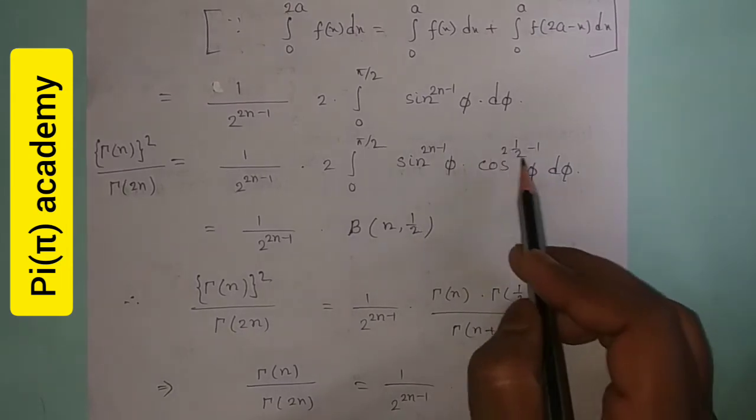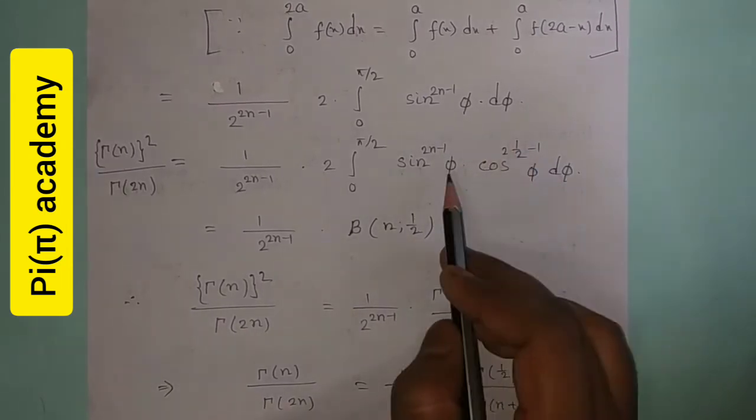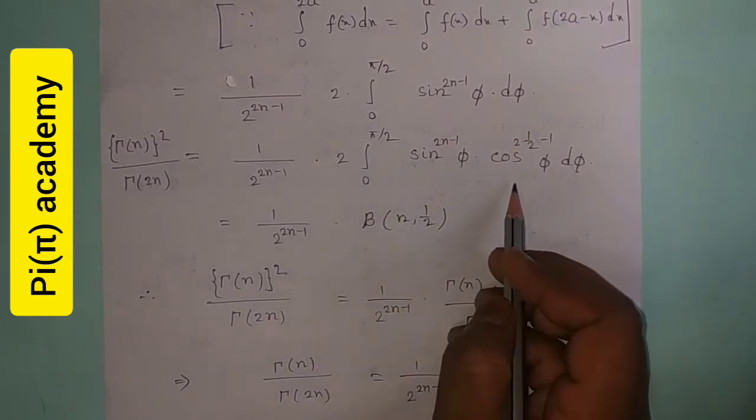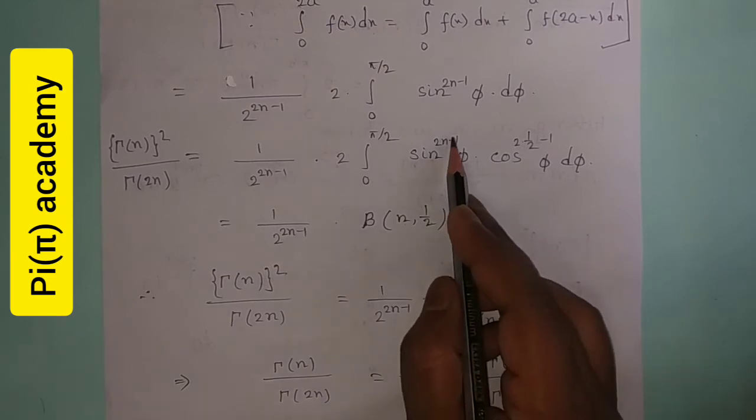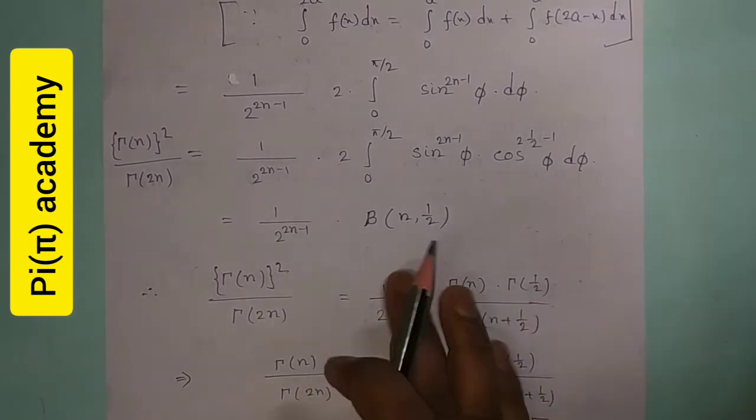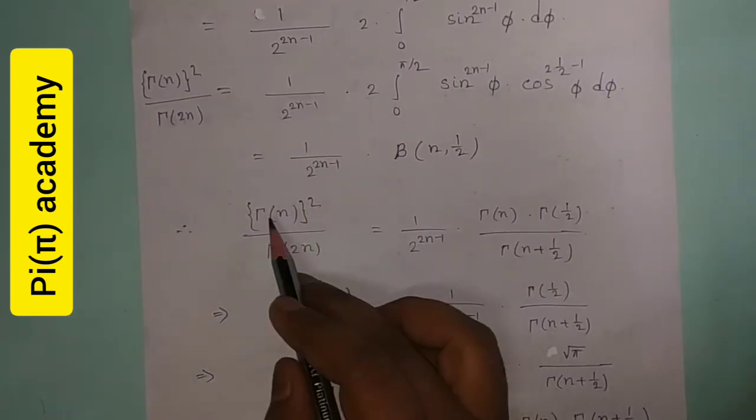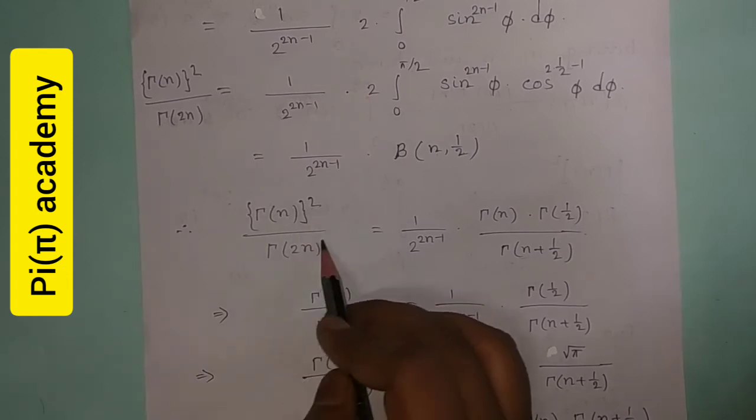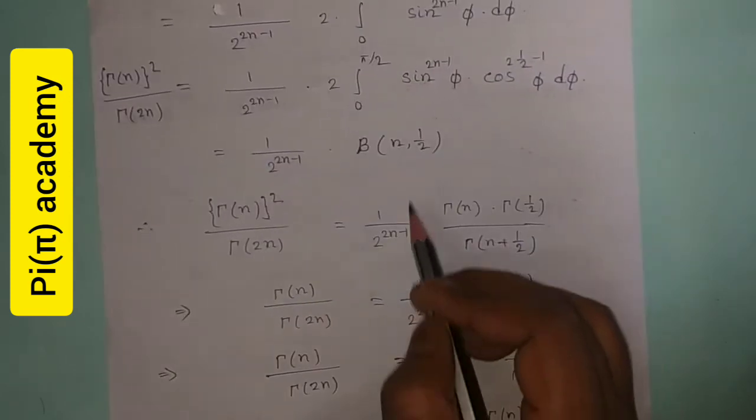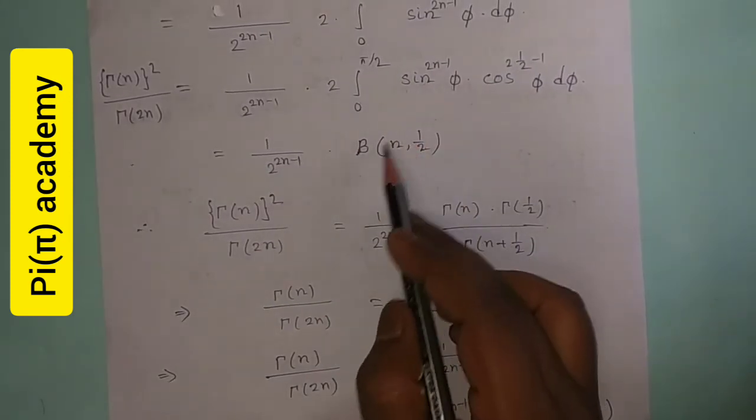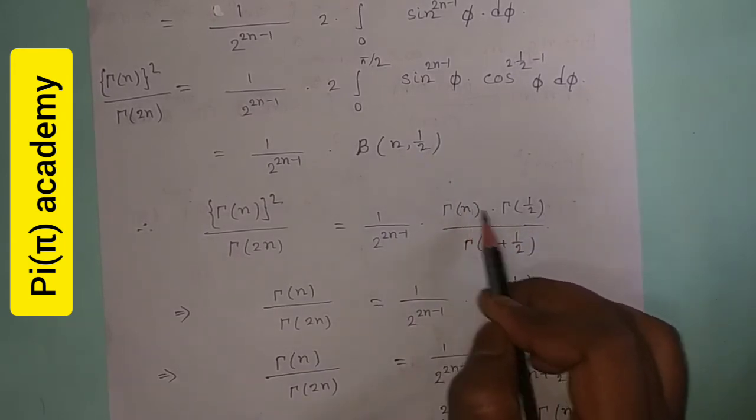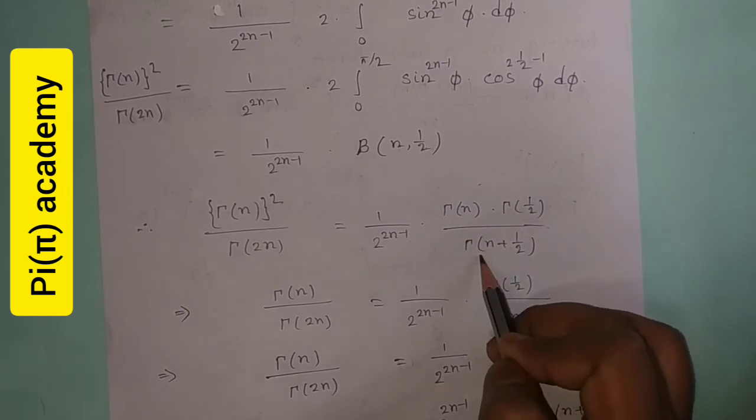In place of 1 we can write this, and this is the formula of beta m comma n. Here m equal to n and n equal to half, that is beta n comma half. Now the left hand side is gamma n whole square divided by gamma 2n equal to 1 divided by 2 to the power 2n minus 1, and also we have the formula that beta m, n equal to gamma m into gamma n divided by gamma m plus n; here m equal to n, and n equal to half, so gamma n into gamma half divided by gamma n plus half.